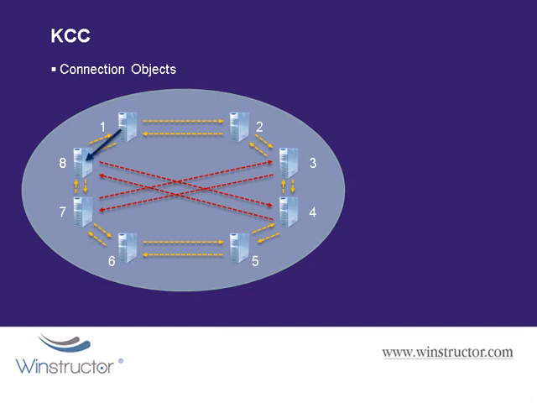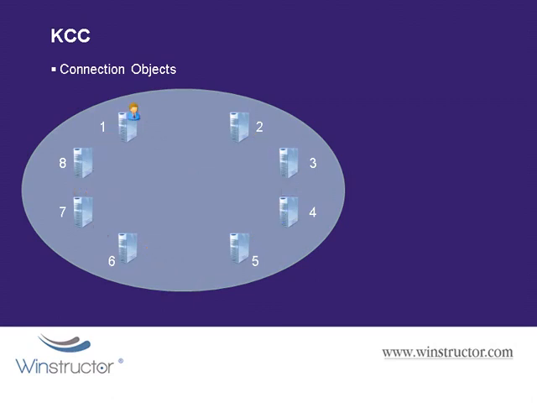So with our mesh topology in place, server 1 can now replicate to server 8, which is 1 hop away. Server 8 can replicate with server 4, which is 1 hop away. And server 4 can then replicate with server 5, which is also 1 hop away, and that means it's again only been 3 hops in total.